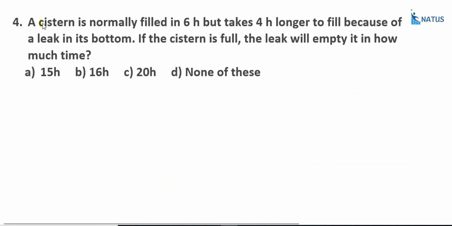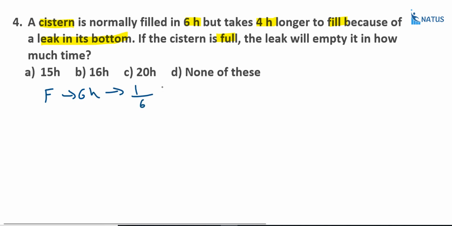Fourth one, a system is normally filled in 6 hours but takes 4 hours longer to fill because of a leak in its bottom. If the system is full, the leak will empty it in how much time? It's a very simple and basic question in pipes and cisterns concept. Suppose the system fills in 6 hours. In an hour, it completes how much work?